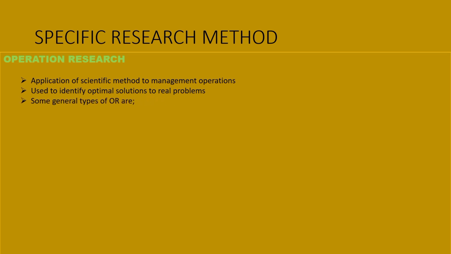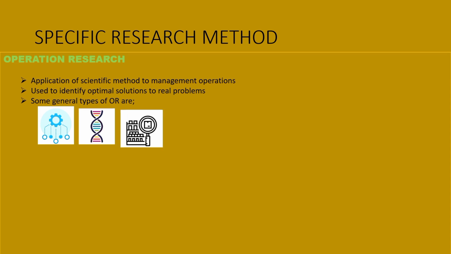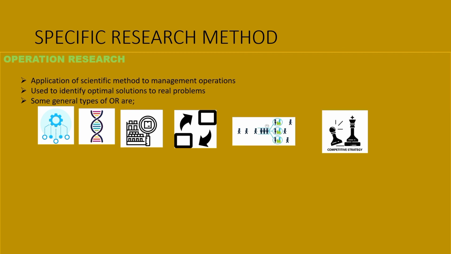Some general types of operations research are resource allocation, sequencing, inventory, replacement, queuing theory, and competitive strategies.